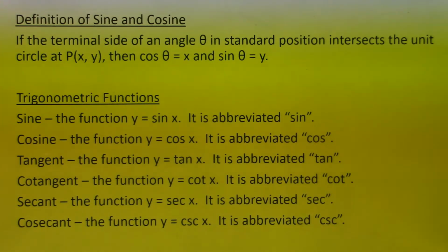Instead of saying tan, if we see that abbreviation, we say tangent. Next is cotangent, the function y equals cotangent of x. It is abbreviated with COT, which could be pronounced "cot," but it's not pronounced that way. It's an abbreviation for cotangent, so we say cotangent when you see that.